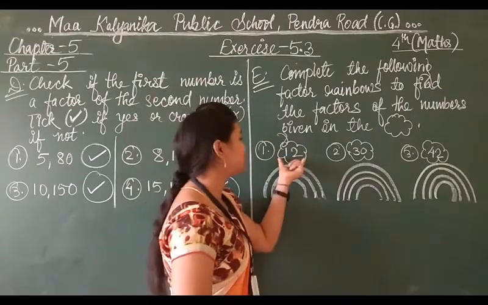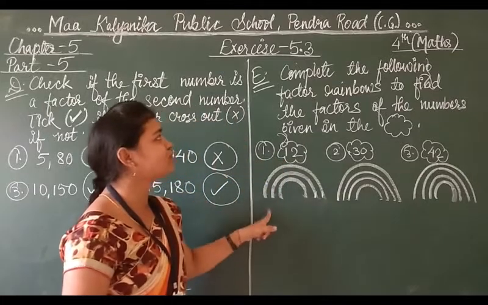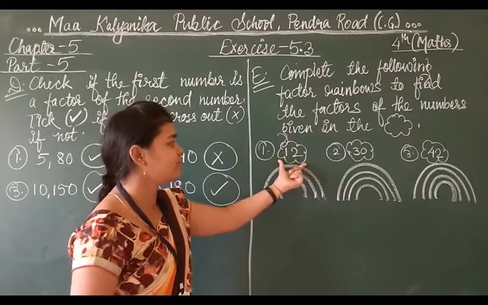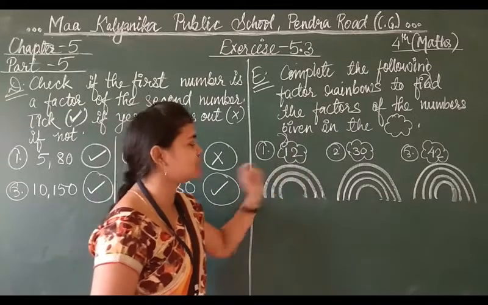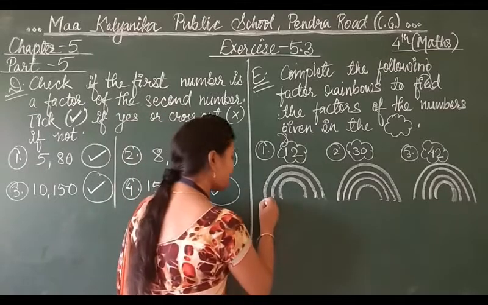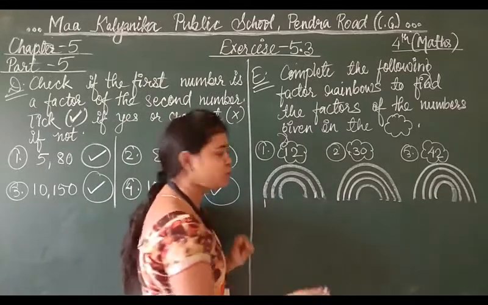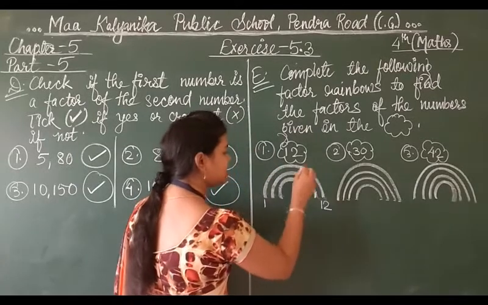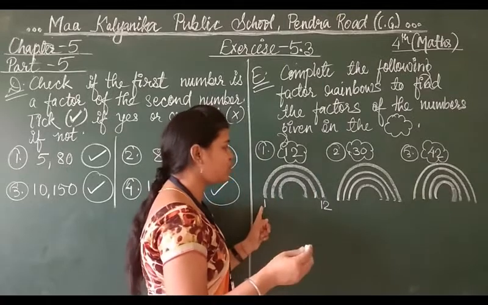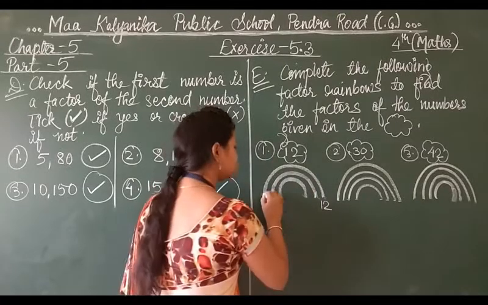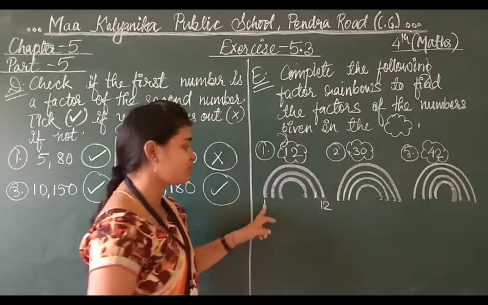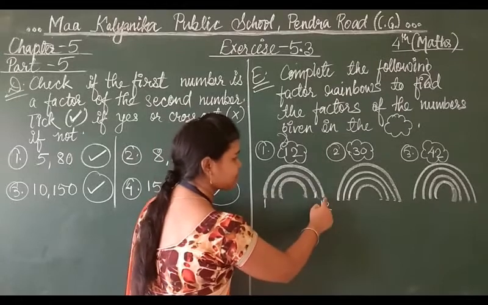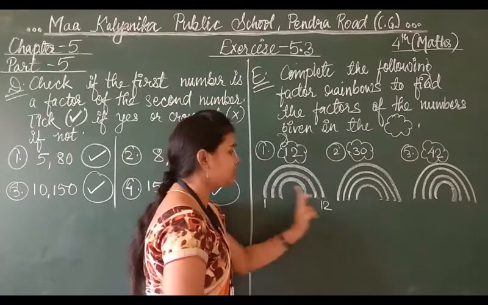So see students, question number 1 is 12. What we have to do? We have to complete this factors rainbow by finding the factors of the given number. First we will do by 1. So 1 multiplied by which number to get 12? 1 multiplied by 12. See this rainbow, it is given in different colors in your book. I have drawn it with white chalk only. So please go through your book, exercise 5.3. So 1, and here I am writing in the same color, 12. Means 1 is multiplied by 12.